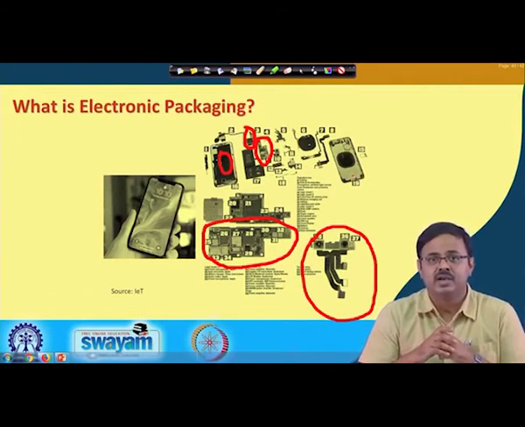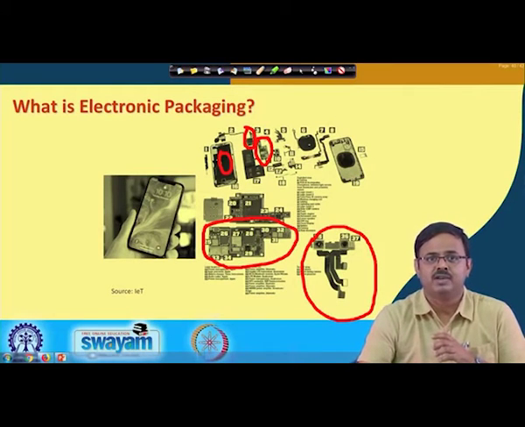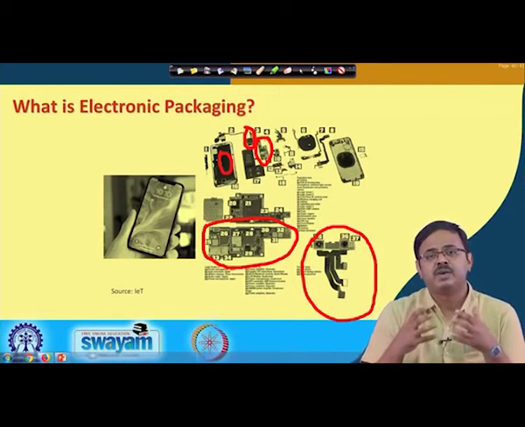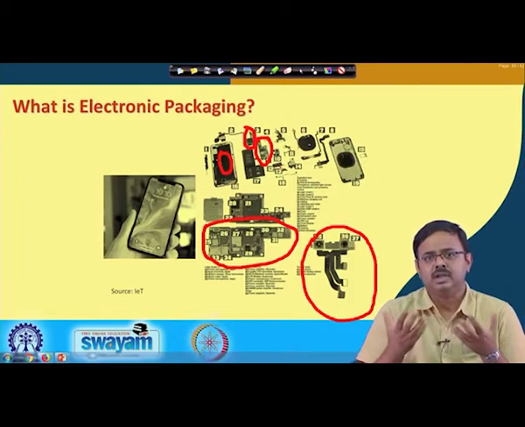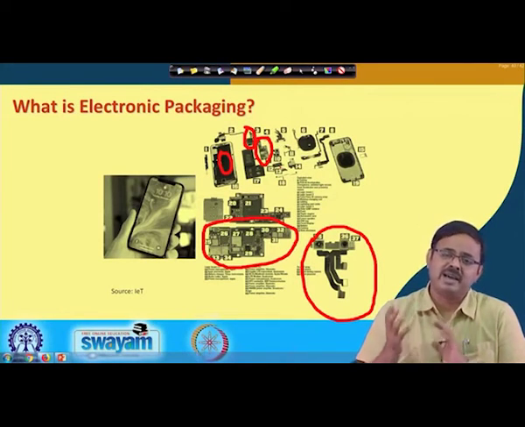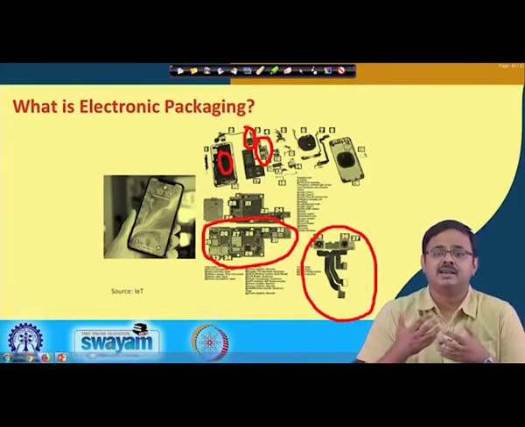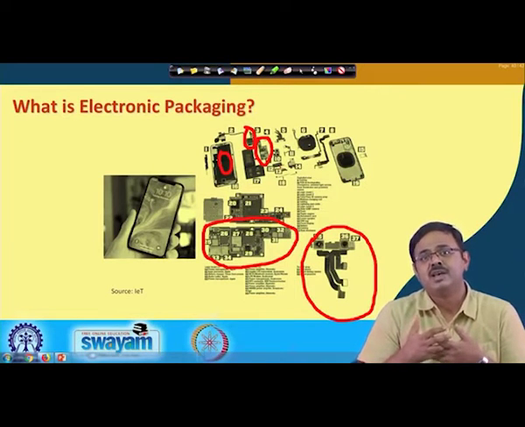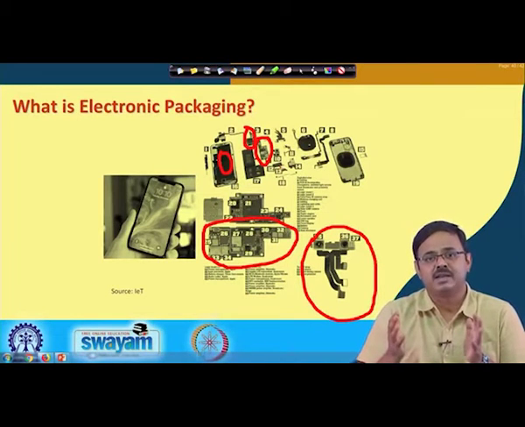Along with that, you have a display, you have a casing, etc., which protects this device from external factors and ensures that it performs reliably over its lifespan. Okay, so electronic packaging is where all this comes together. Electronic packaging comes into the picture.